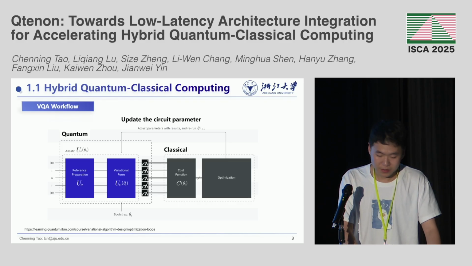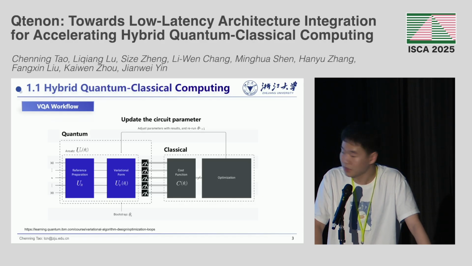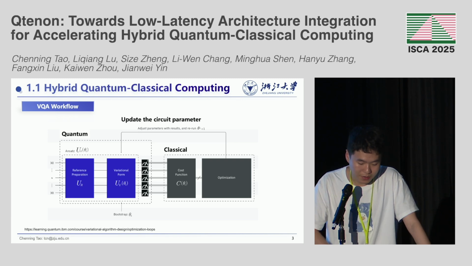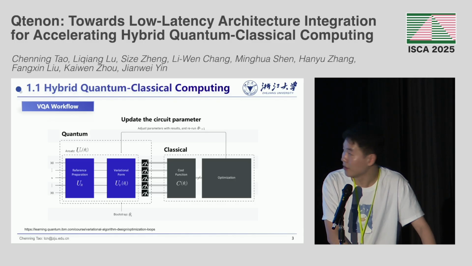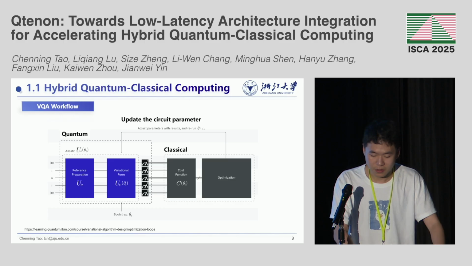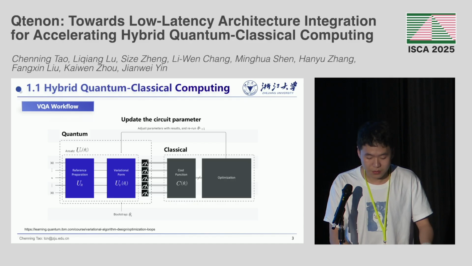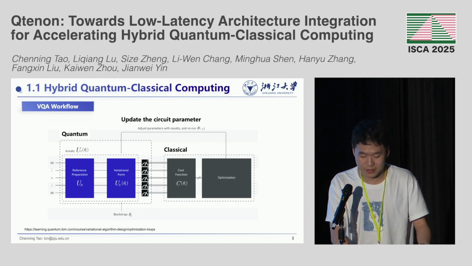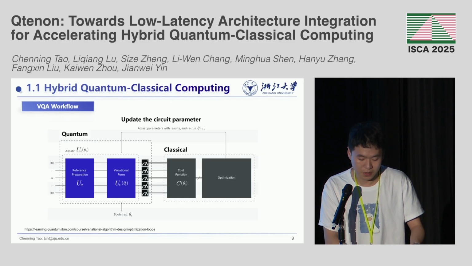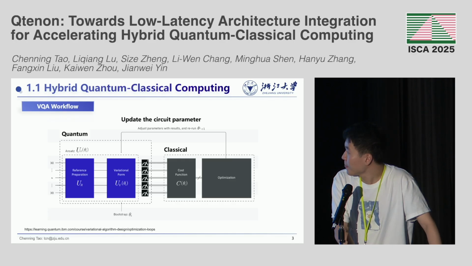First is the hybrid quantum classical computing. This is a really promising way to take advantage of both the quantum and classical computers. On this slide, I'm showing the most popular type of hybrid algorithm called VQA. Here is how it works. In each iteration, we will run a parameterized quantum circuit and measure the results. This result is then optimized by the classical computer, which updates the circuit parameters for the next run. This loop will continue until the cost function stops improving.